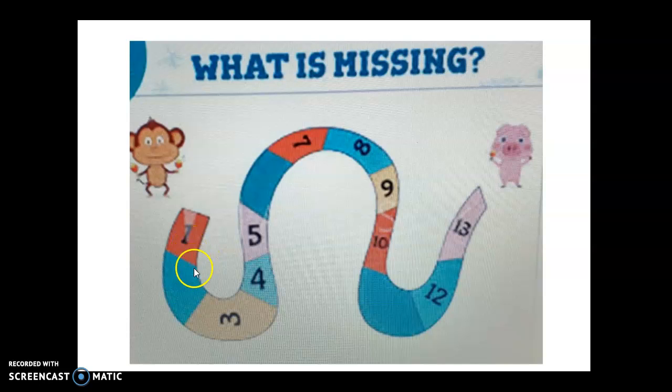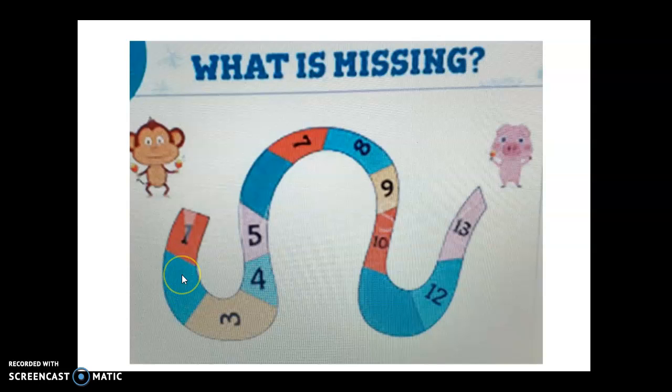I have here a snake with some numbers that are missing. Help me to count and find the missing number. Okay, ready? Yes? Okay, I have one.